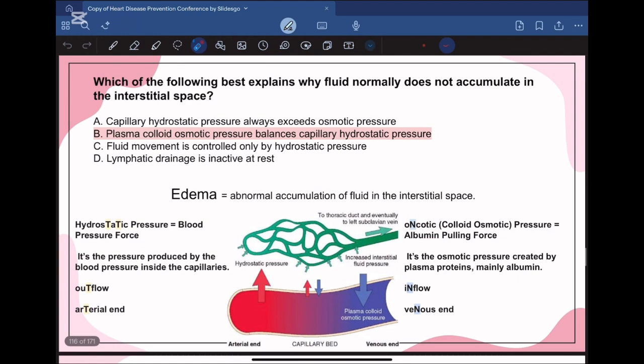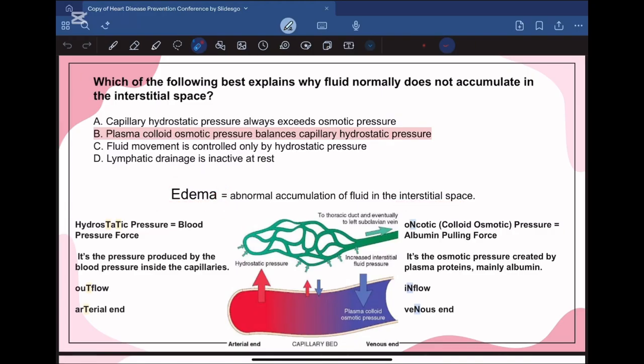Okay, so going back to the question. The lymphatics are responsible for any excess fluid in the interstitial space, which will basically be taken by the lymphatic system. And the interstitial space, so everything is clear, is between the cells. Capillary hydrostatic pressure always exceeds the osmotic pressure. Let's think about this. Is there no accumulation in the interstitial space because of this? If this were true, outflow would happen, the fluid would accumulate in the interstitial space, and edema would happen.